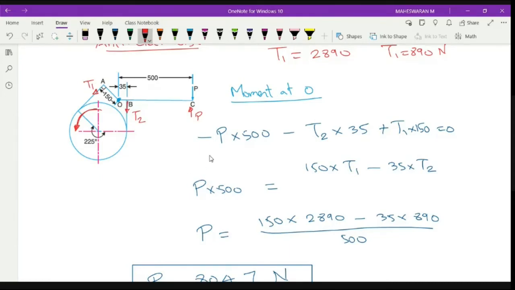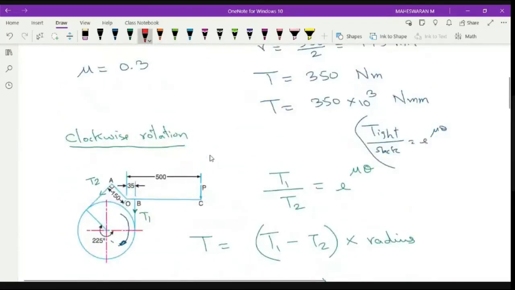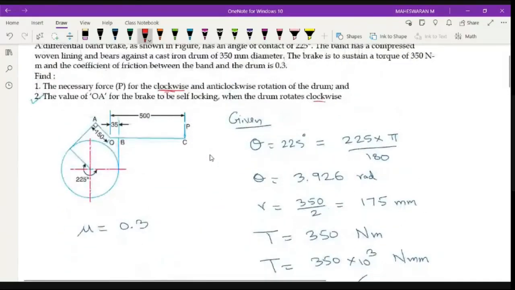And one more important thing: always make sure that in these brakes, if I call OA as A and OB as B, A is always greater than B.